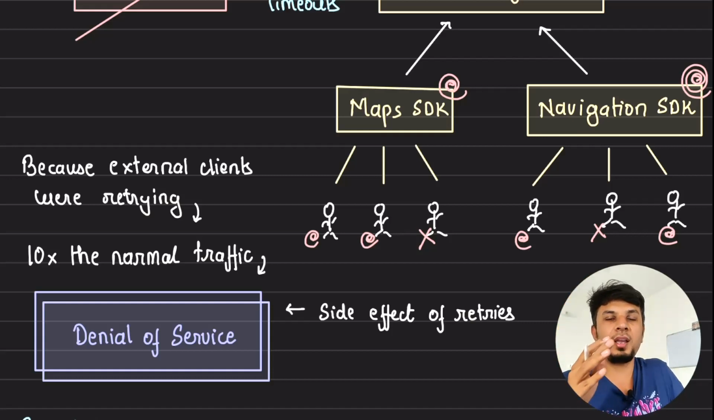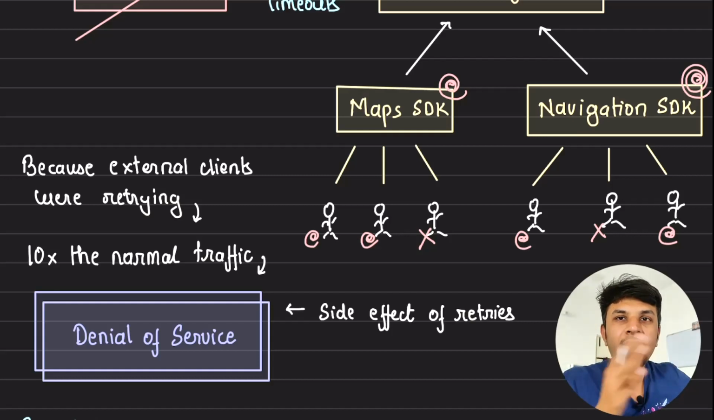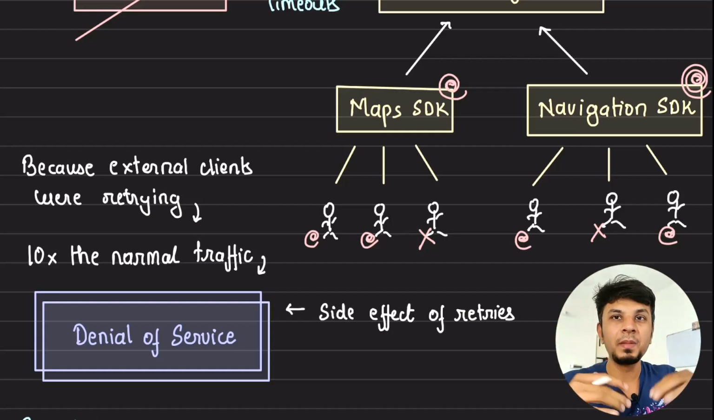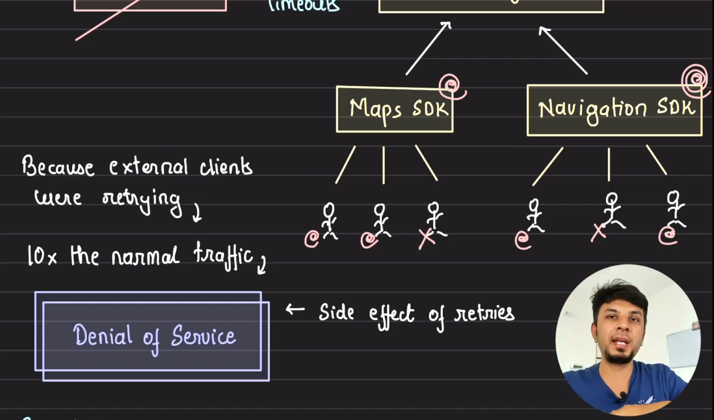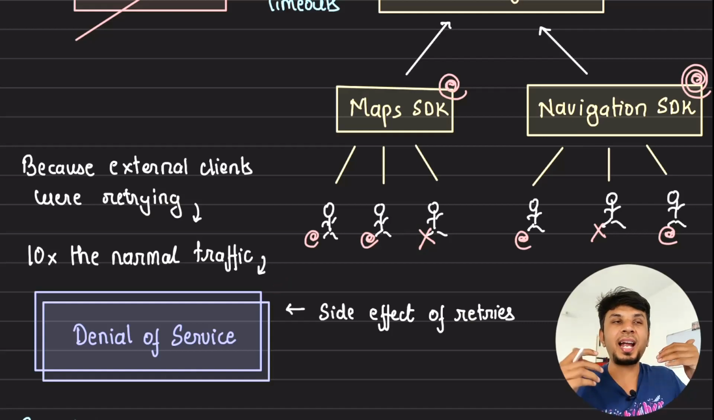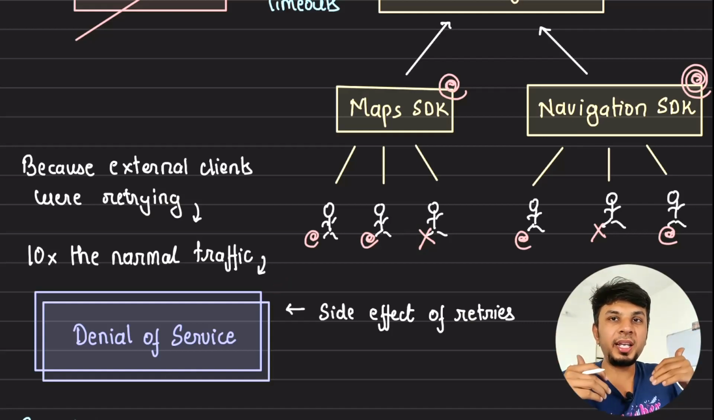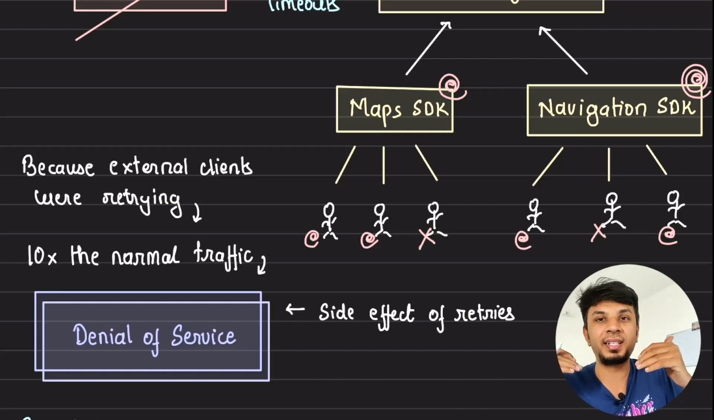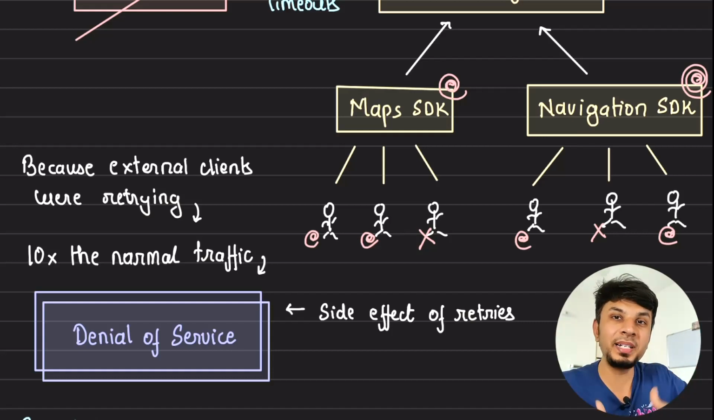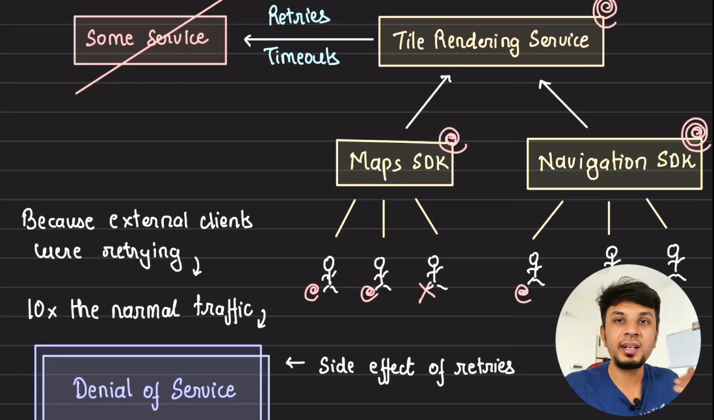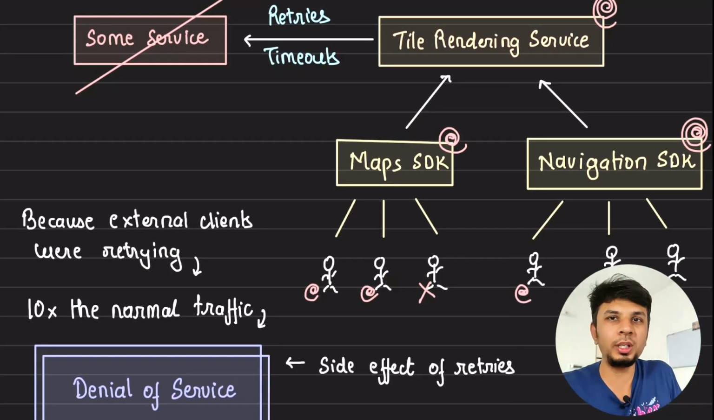The traffic on the API server of this tile rendering service went 10x. Earlier, if everything was working fine, you would have gotten a response in 1 or 2 seconds. Now it is taking 6 seconds to give you that error. So the total number of concurrent API requests it is handling shot up to 10x of the normal traffic, which is basically mimicking a denial of service attack. Not an explicit attack, but an implicit denial of service attack because of the retries being done by the end users. And that's going to happen, right?